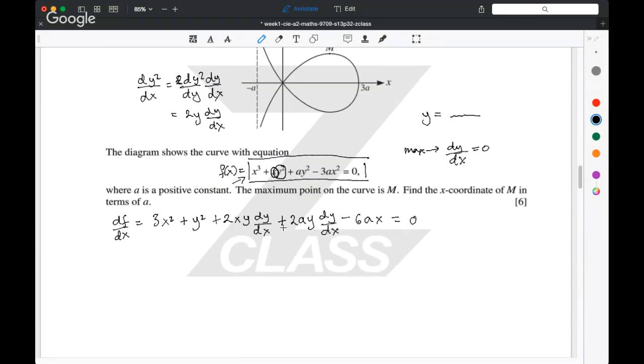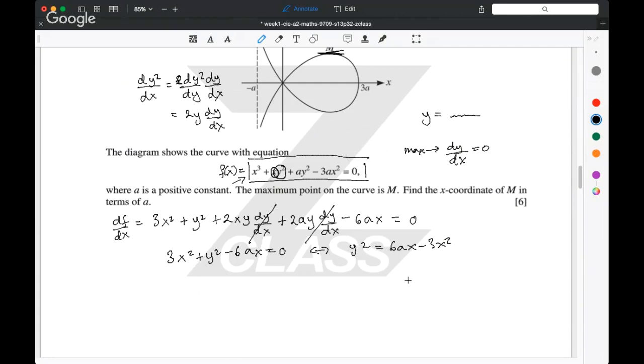Well, we know that dy/dx must be equal to 0 at this point. It's infinitesimally not changing with y there. So these things we can throw away. And we get this relation, 3x squared plus y squared minus 6ax is equal to 0, which equivalently is that y squared is equal to 6ax minus 3x squared.